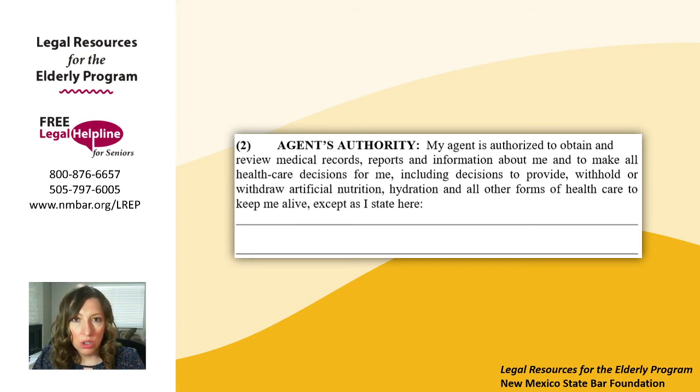First, you'll see at section 2, under the power of attorney for healthcare, that it discusses your agent's authority. Under this section, it informs you and your agent that they are authorized to obtain and review medical records, reports, and information to make healthcare decisions for you. If you want to provide any additional instructions or limitations on your agent's authority, you would provide it here in the following blanks.